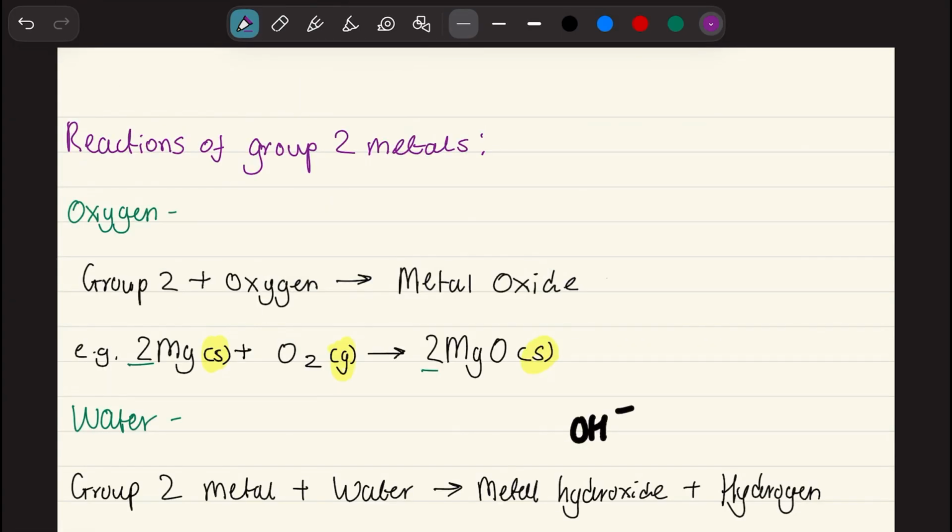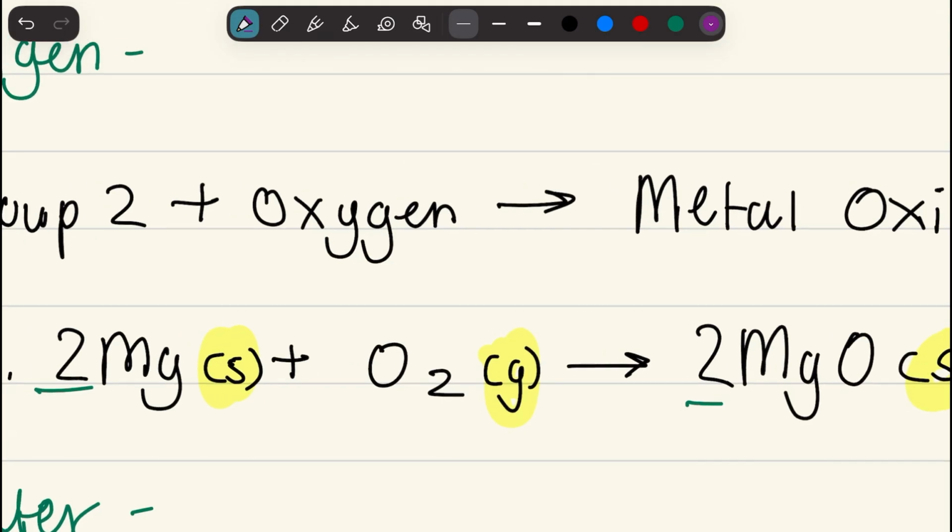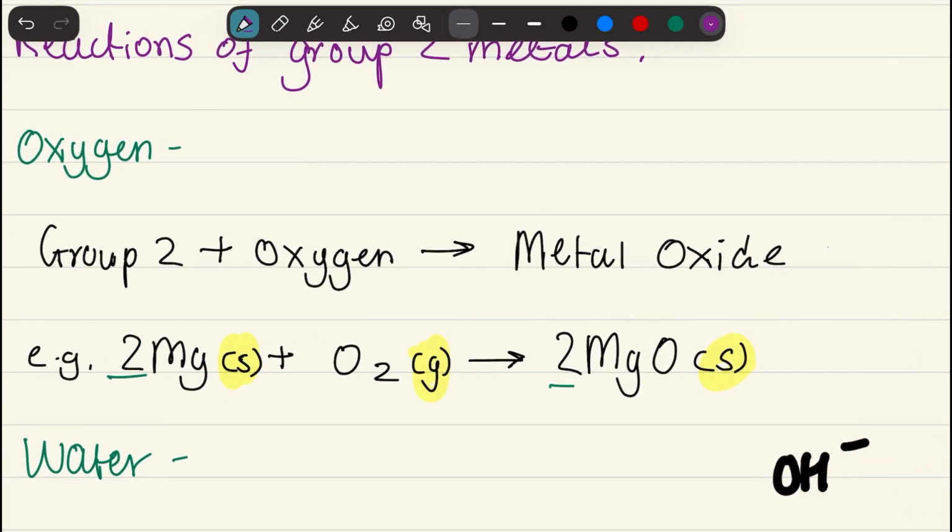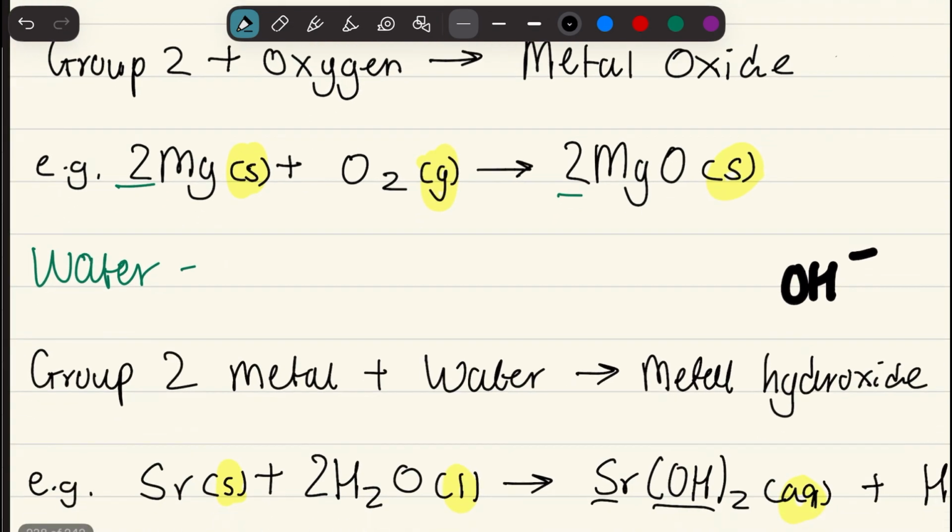Our next focus for our exams is going to be reactions. Unfortunately, there's no easy way to remember this. You just need to know what's formed. When they react with oxygen, they form a metal oxide, and that's it. State symbols are pivotal. The group 2 metal is solid, oxygen is a gas, metal oxides are solid. In terms of the balancing, I wouldn't stress about memorizing that. It's something you'll be able to do in the exam.